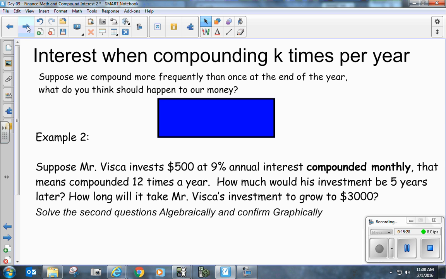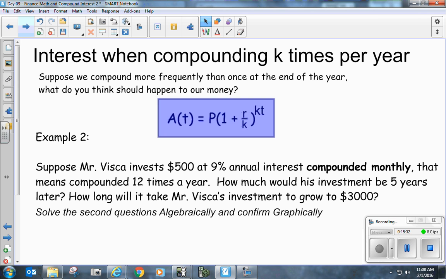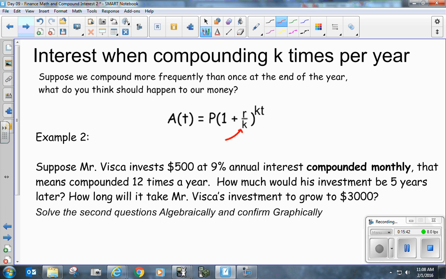Suppose we compound it more frequently than once at the end of the year. What do you think should happen? You ready? Don't freak out. There's one letter that's different here. What is it? K. A K gets introduced. You put it under your R, and you multiply it times your T, the same number.